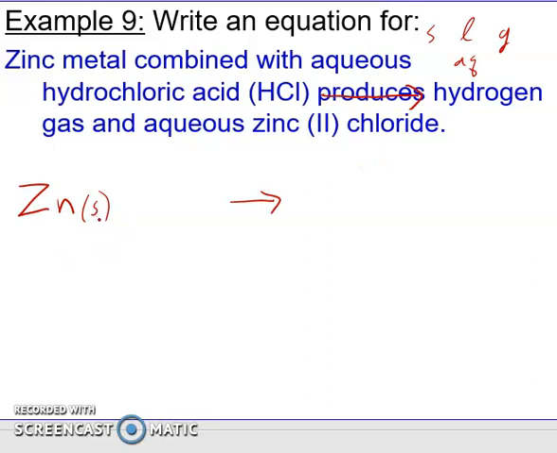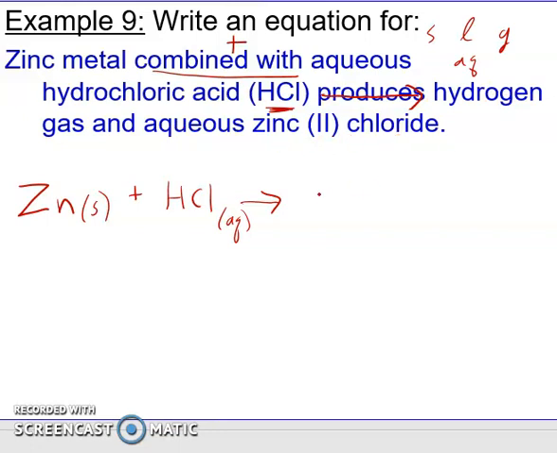Okay, so in this case, we have zinc metal combined with aqueous hydrochloric acid. So combined with will be represented by a plus. That means we're adding zinc metal to hydrochloric acid. Now I give you the formula here for acids. We didn't really learn how to write acids, so go with that. And then it does say aqueous, so let's go ahead and put a little AQ behind it. Let me make a little bit of room here, and then in parentheses we'll do AQ for the state symbol. Now it says it produces hydrogen gas and aqueous zinc 2 chloride.